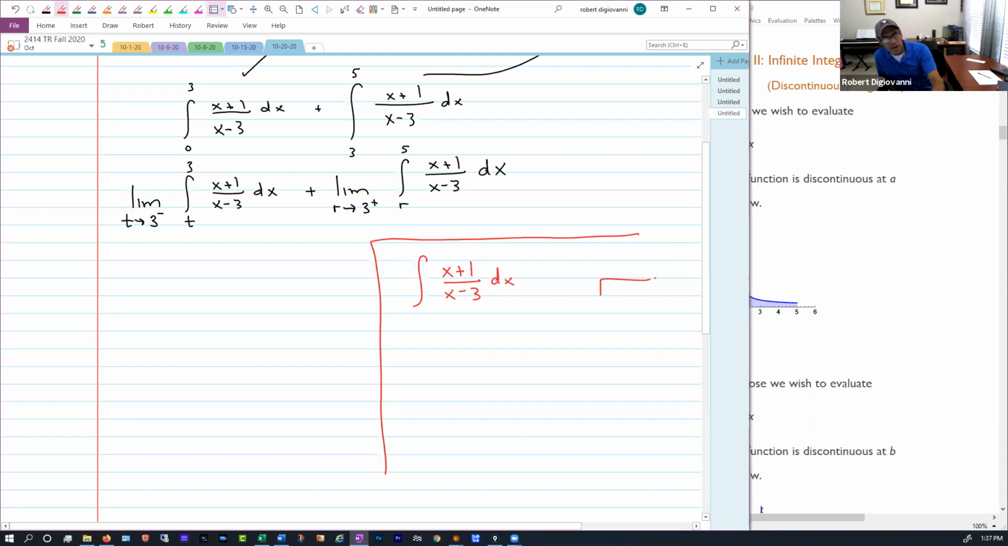I see two different ways. Look, this is a rational function. It's a polynomial over a polynomial. So you have to start with long division.